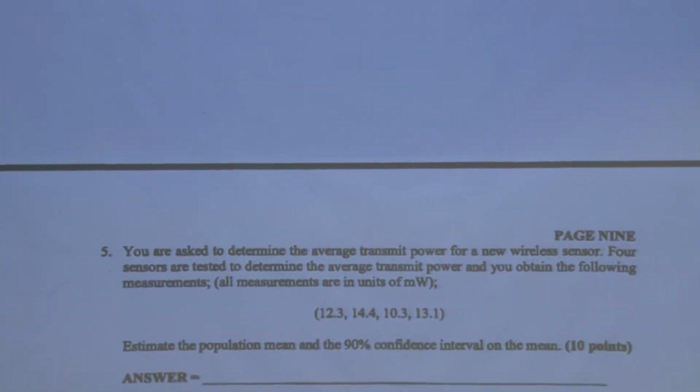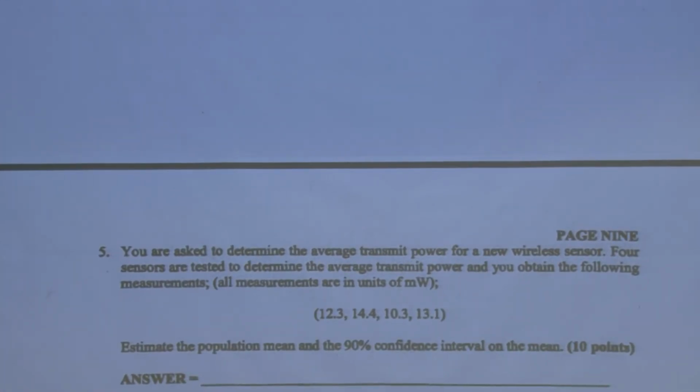All right, now, you measure the following sensors and you get these readings. It's measuring power, in milliwatts. I measure 4 sensors, you know this. What's important about 4? Less than 30. So it's student T, okay? So right away, you know it's student T.